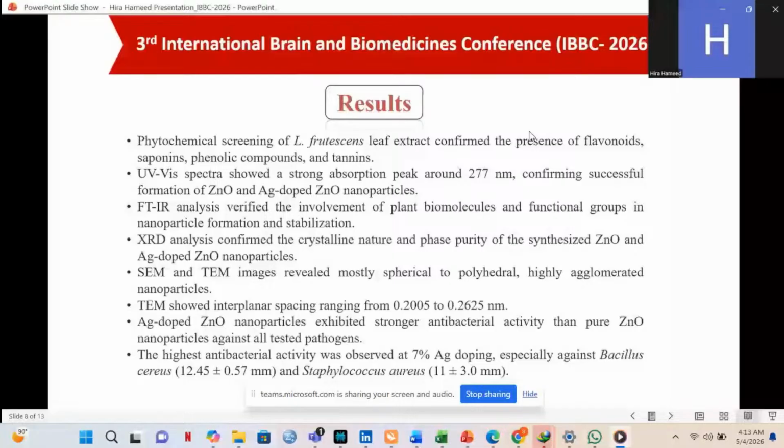What we concluded: green synthesis of zinc oxide nanoparticles and silver doped zinc oxide nanoparticles was successfully achieved using Lantana camara leaf extract as a bio-reducing, stabilizing, and capping agent. For characterization we did XRD, FTIR, and UV, which confirm high crystallinity and no impurities. Then SEM shows diverse nanoshapes in the nanometer range.